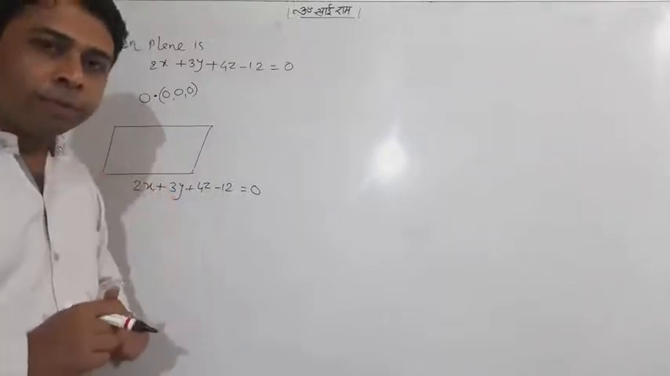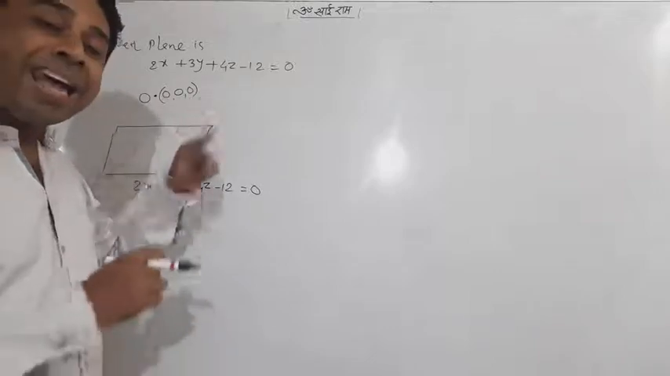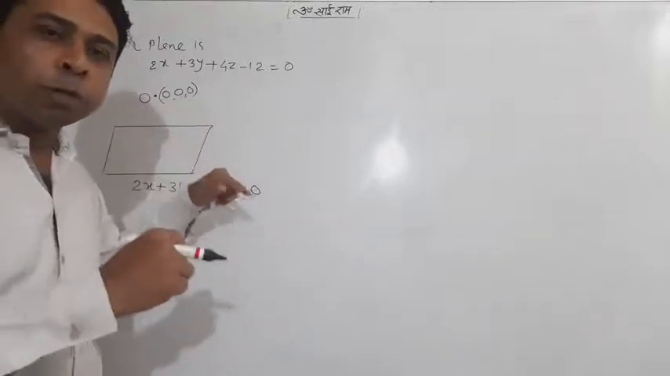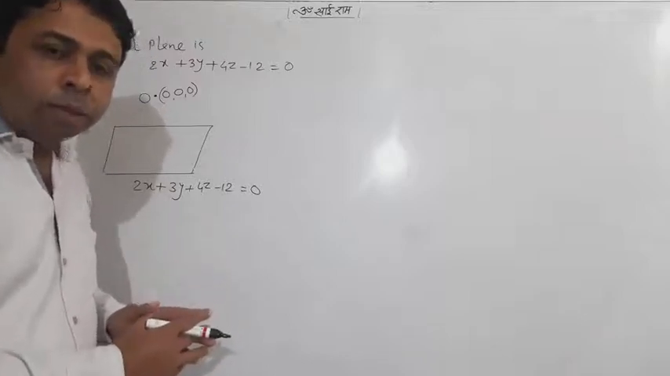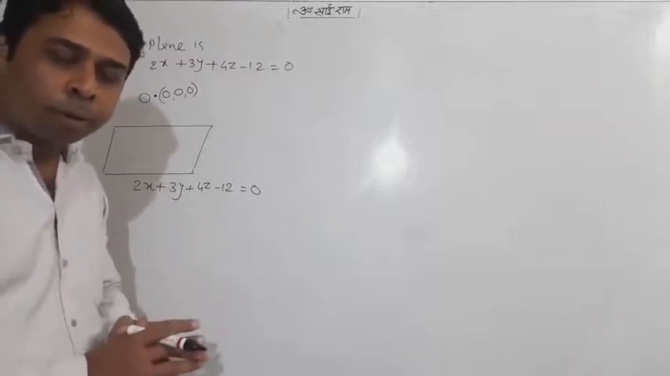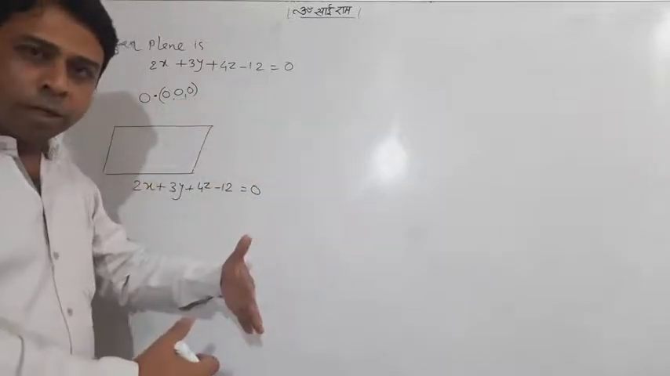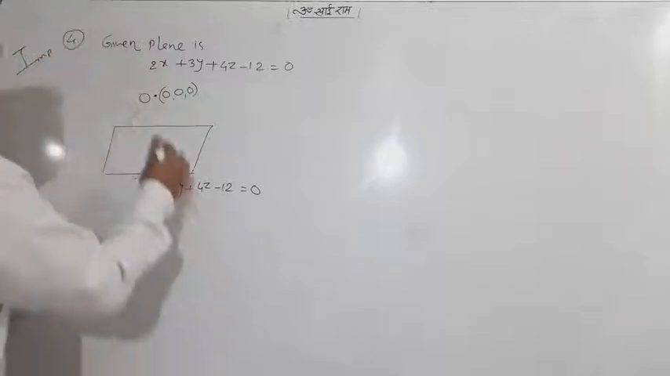Before starting the question, I tell you that instead of the origin, any point can come, like 1, 2, 5, or minus 1, 2, 3, any point can come. So generalize this concept. Keep in mind that this point can be replaced with any other point, and you have to follow the same method. Don't forget that.